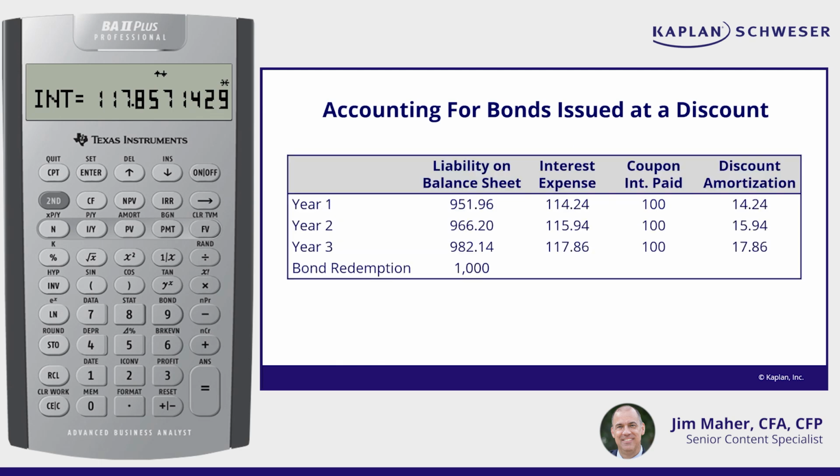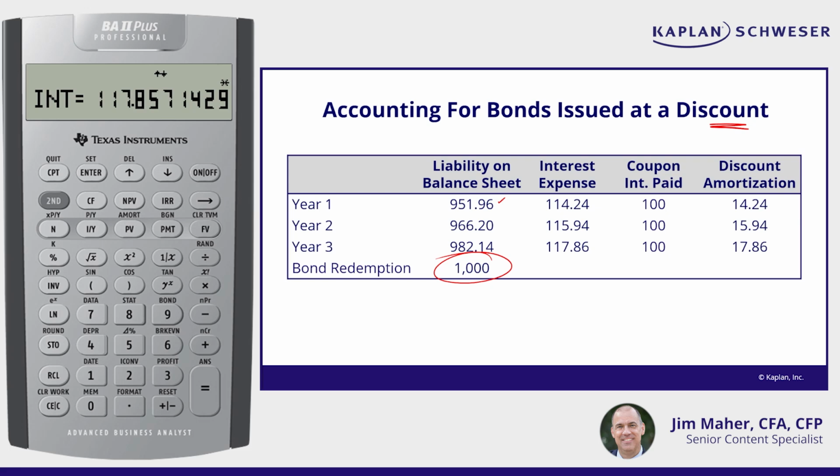All right, so let's look at how we account for these bonds issued at a discount here. And this is just pretty much putting in the numbers that we went through in these 3 years into a table for you. Maybe you would do this in an Excel spreadsheet or so on. But here's a liability on the balance sheet, $951.96. And this would be what would be appearing each year until redemption, okay? And we saw that indicated as we went through our various calculations.